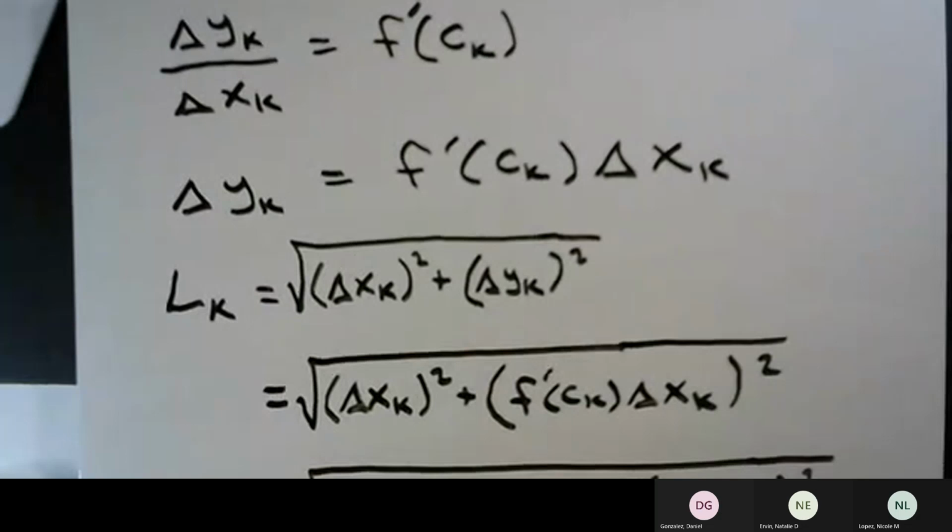So this is what our ds becomes. And so what we're going to say is that the length, which was the integral from a to b of the square root of 1 plus (dy/dx) squared dx, which is exactly what we had up here.